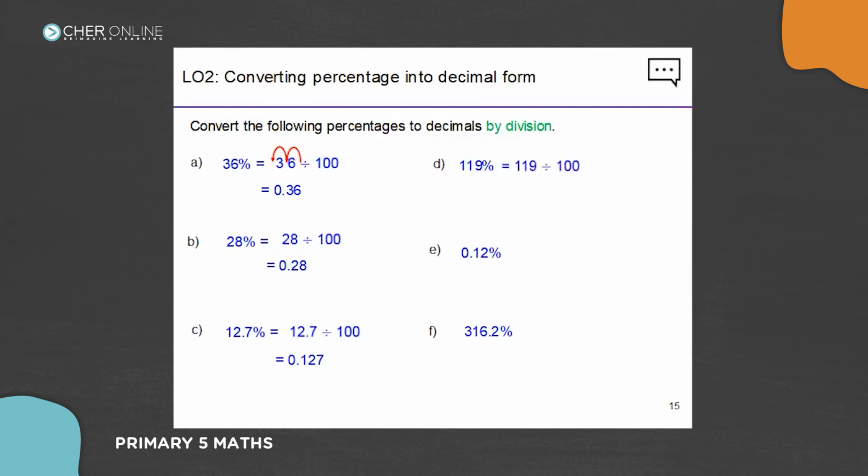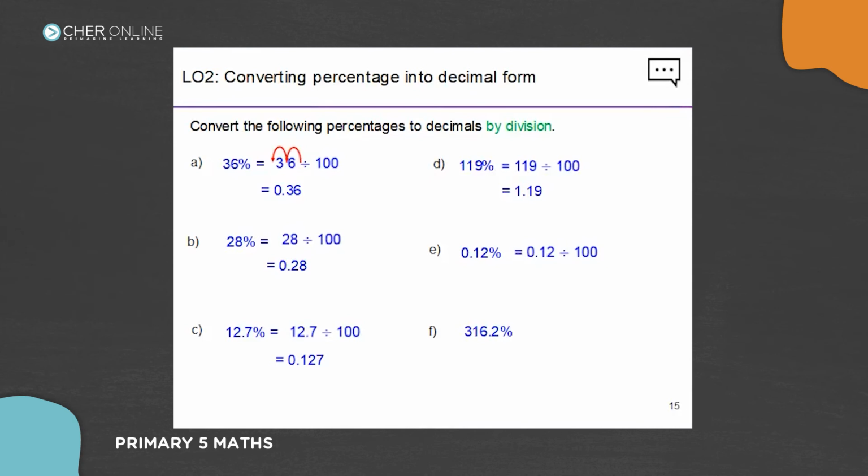So 119%. If I divide by 100, it'll be more than 1, because it'll be 1.19. Daniel, no, not so many ones. That's right. It's 1.19.